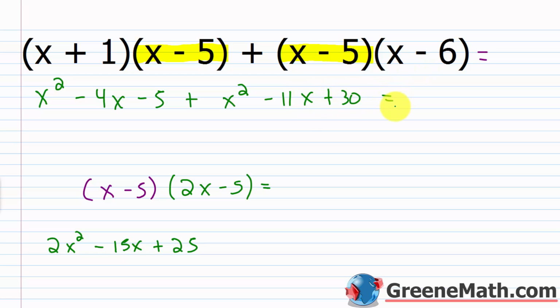So what does this equal? If I'm right, it should equal this. X squared plus x squared is 2x squared. Negative 4x minus 11x is minus 15x. Then negative 5 plus 30 would be plus 25. So I want you to notice that we got the same thing here as we got here. So this shows you that we can factor out a common binomial factor. We end up with the same result either way, the 2x squared minus 15x plus 25.